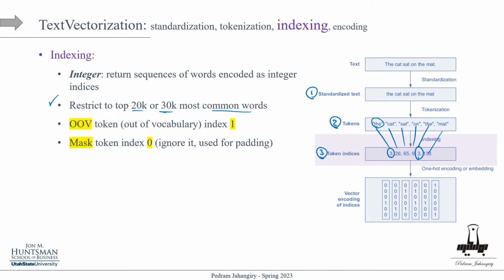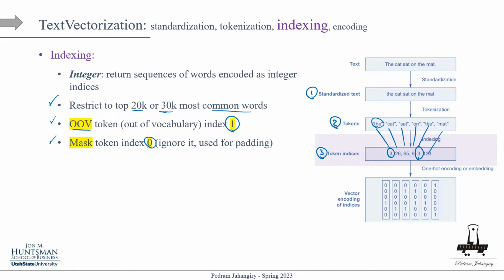There are two integers, two indexes, that are reserved. One is index number 1. It is reserved for what we call OOV, out of vocabulary. So this is the OOV token. And index number 0 is reserved for what we call the mask token. It basically means just ignore this one, and it is used for padding.